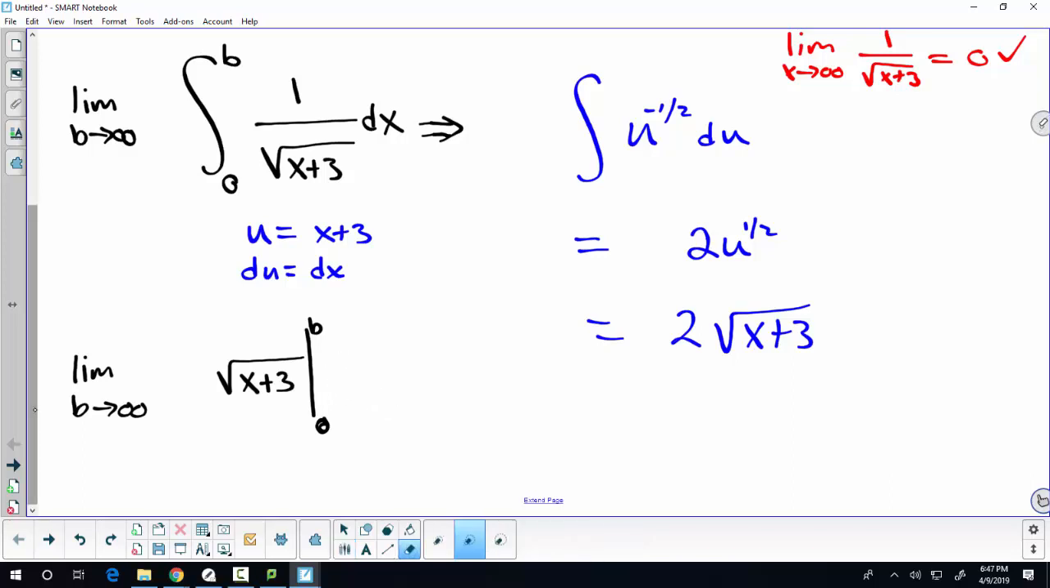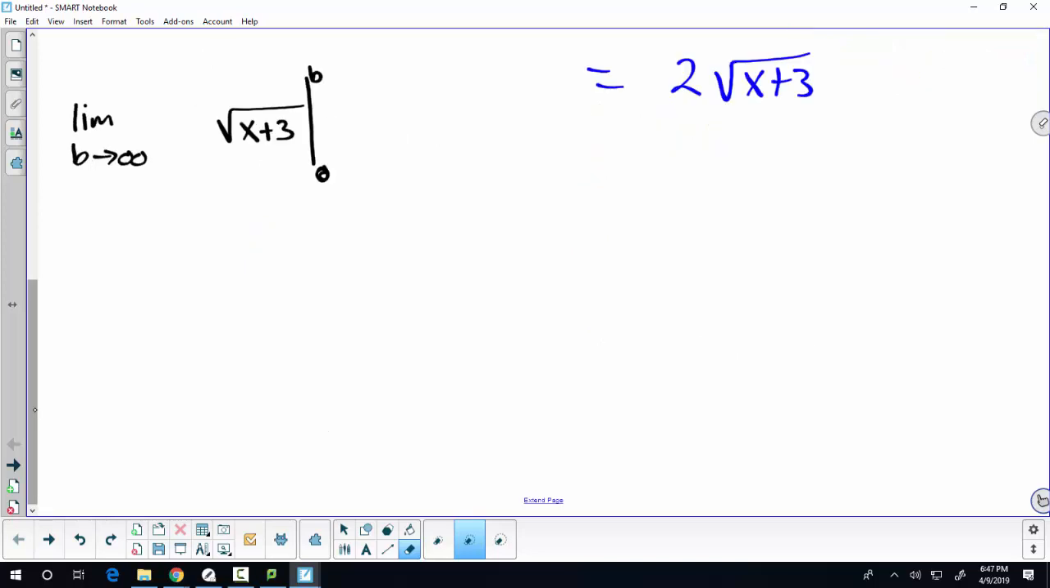Okay, so will that converge or diverge? Yeah, bounds don't really change, right?